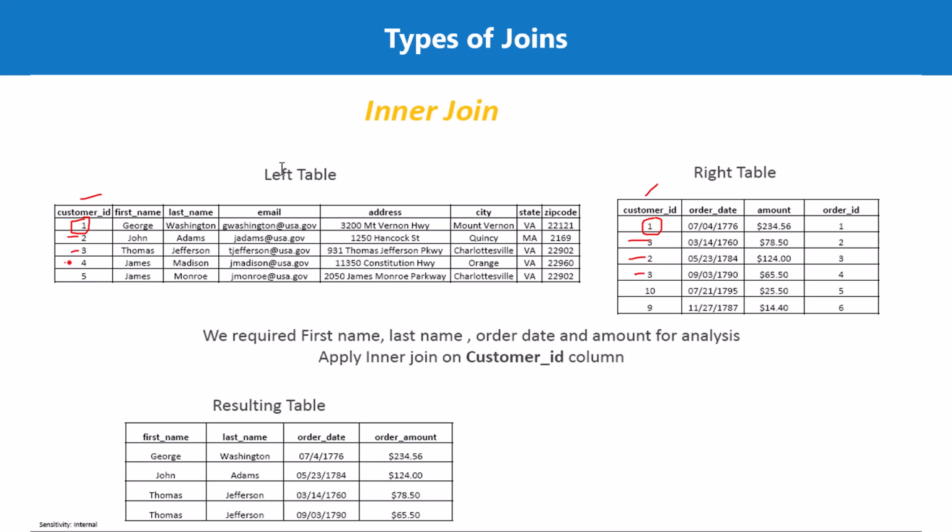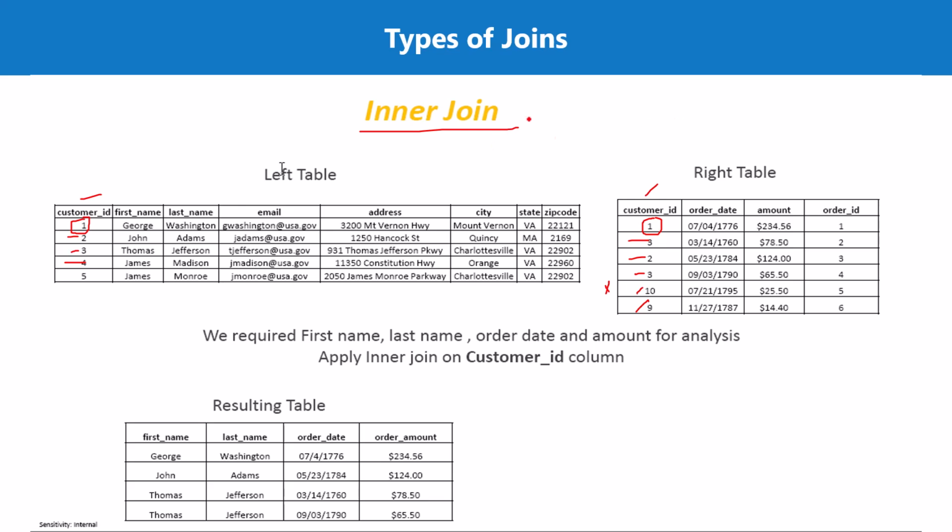ID 4 is present in this column, but it is not present in this table. And similarly, ID 5 is present in this particular table and it is not present here. And the same goes for 10 and 9, which are present in the right table, but are not present in the left table. So for the inner join, the focus is only on the common IDs between the two tables. The common column is customer ID, and inside the customer ID, we are just focusing on the common IDs, the records which are present in both the tables.